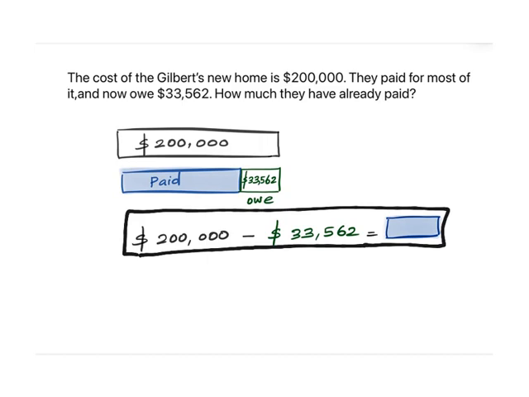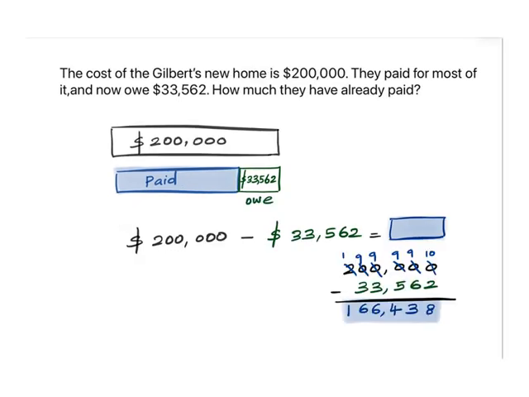Let us work on this equation. 10 minus 2 is 8. 9 minus 6 is 3. 9 minus 5 is 4. 9 minus 3 is 6. 9 minus 3 is 6. And 1 comes down.